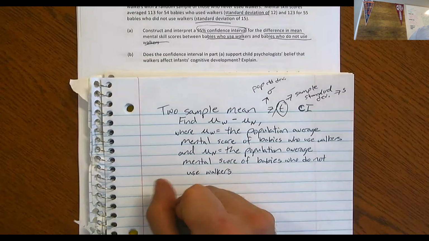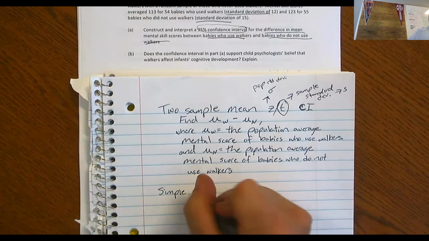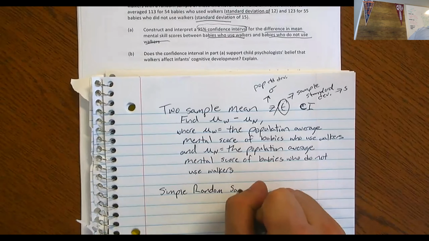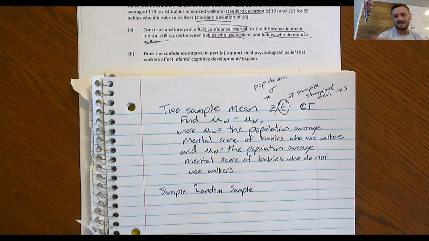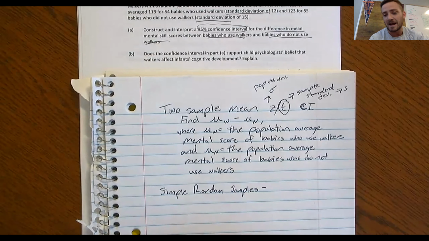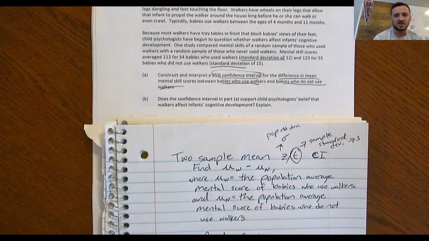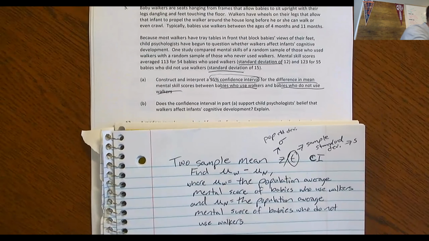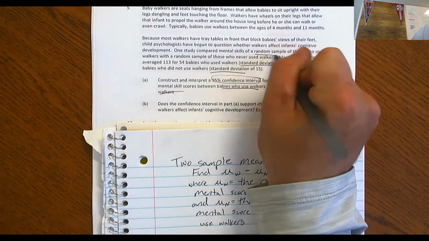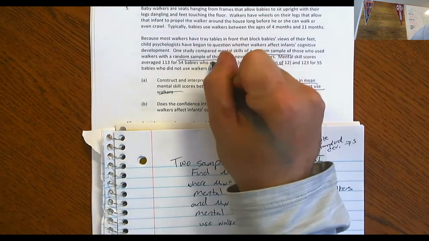Step number two is we need to make sure that we check our conditions. And the first condition that we always like to check is that we have taken a simple random sample, except we're not taking one sample, we're taking two samples. So we want to make sure that we have taken two separate simple random samples. Let's look back at the question. I know it's a little bit wordy, but let's see if we can figure that out. So it says one study compared the mental skills of a random sample of those who use walkers with a random sample of those who never use walkers.